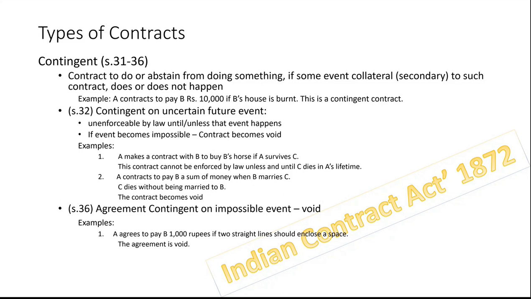Okay, the agreement is void. A agreed to pay 1,000 rupees if B will marry A's daughter C. C was dead at the time of agreement. Here, at the time of agreement, C is dead. So it is void. Impossible. A dead person cannot marry. So this becomes an impossible event.